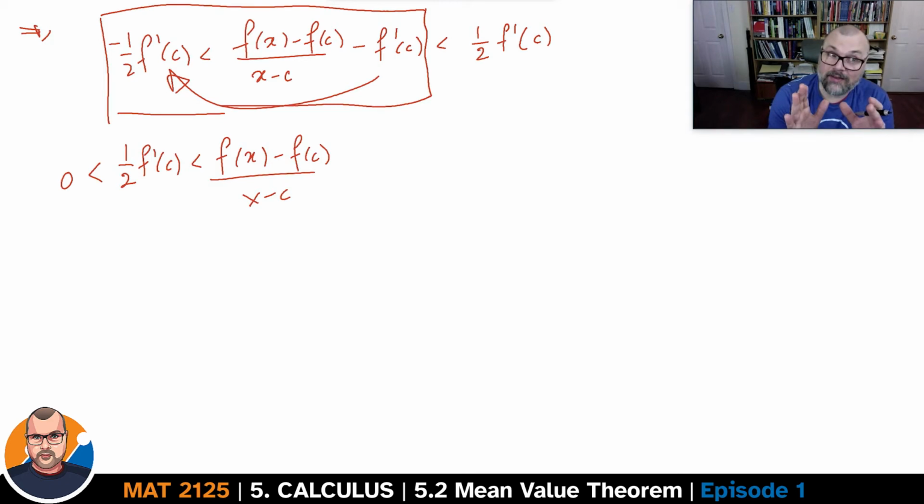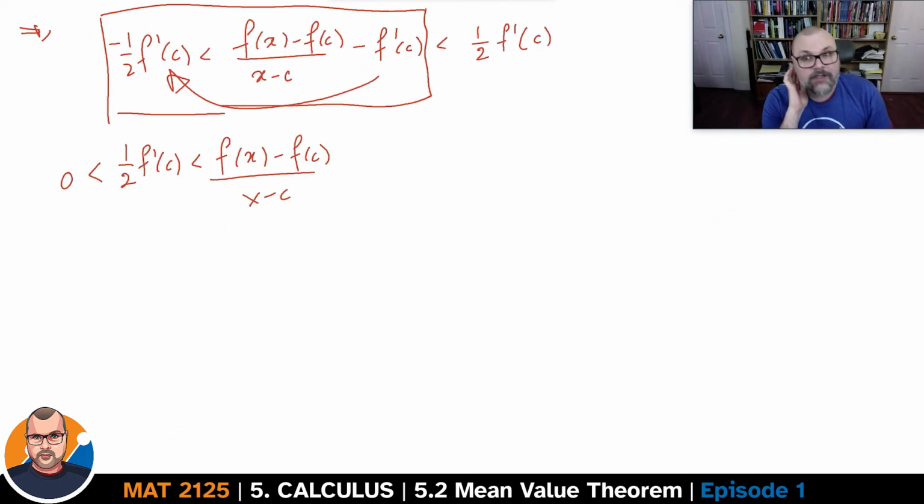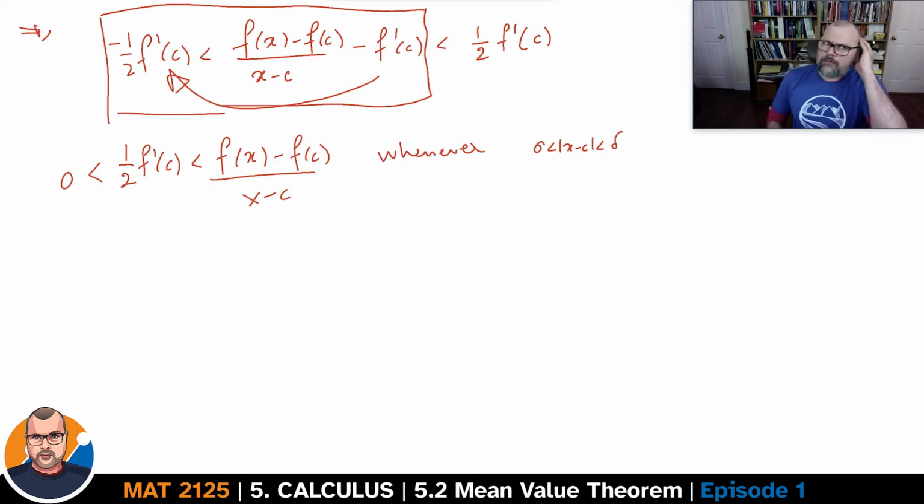So I found a delta, the delta that worked here, which guarantees that whenever x minus c in absolute value is smaller than delta, f at x minus f at c divided by x minus c is greater than 0. But that's not good. Why isn't it good?